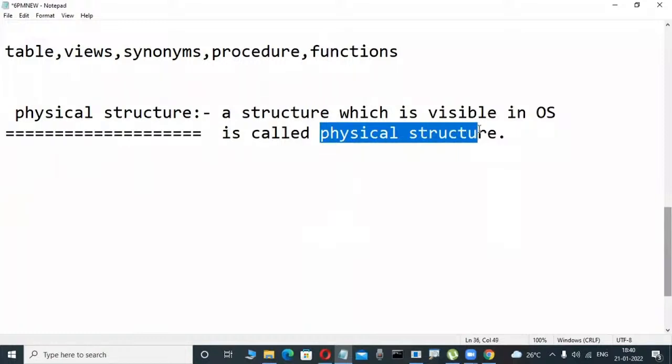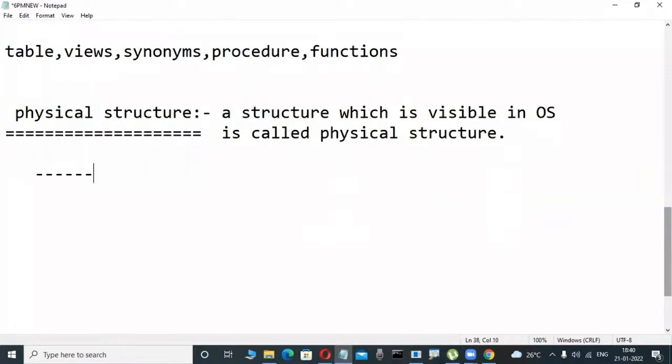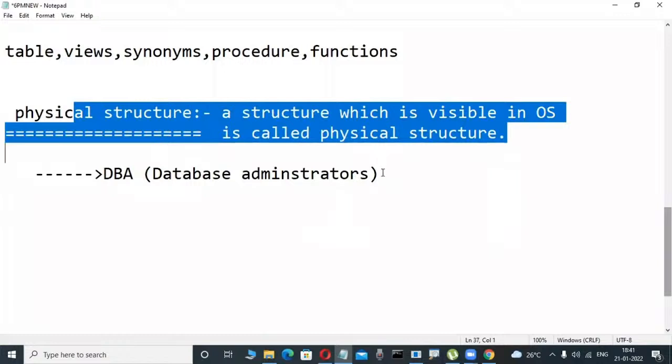But the physical structure is not what you or I work in. Some different type of persons are working there. Who are they? The DBA, database administrator. In project side, some other type of persons are there in a database. Those database administrators only work in the physical structure.